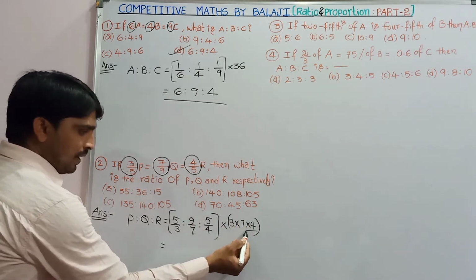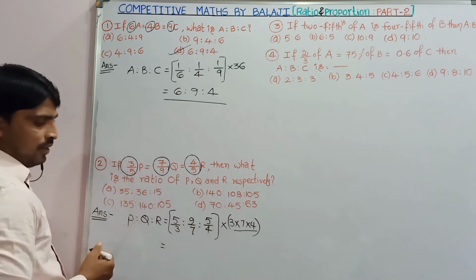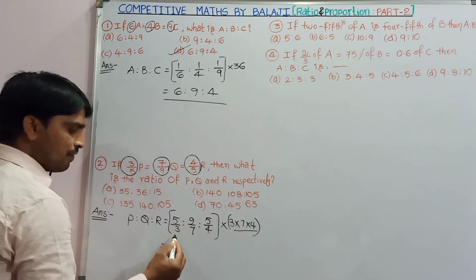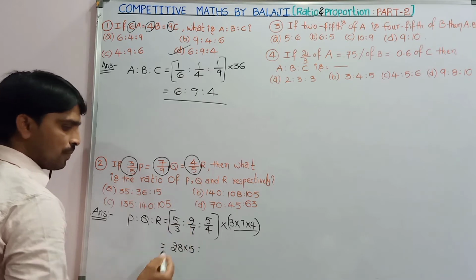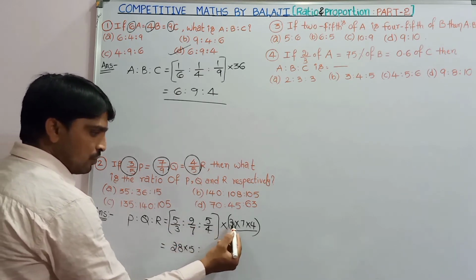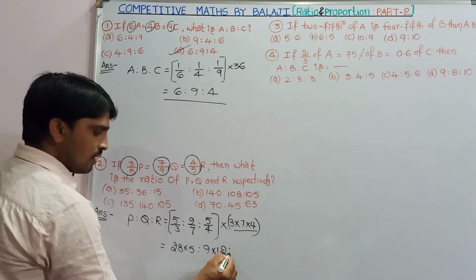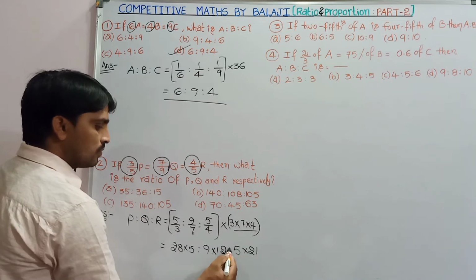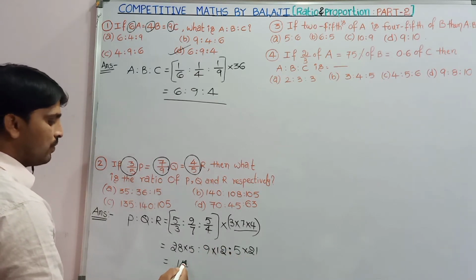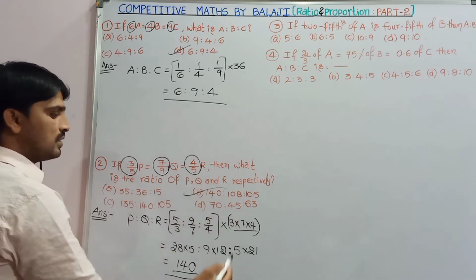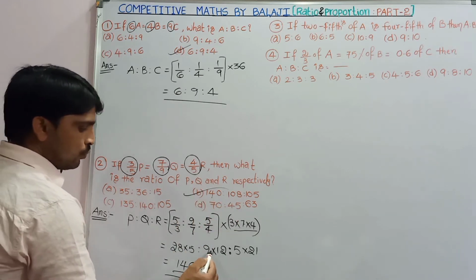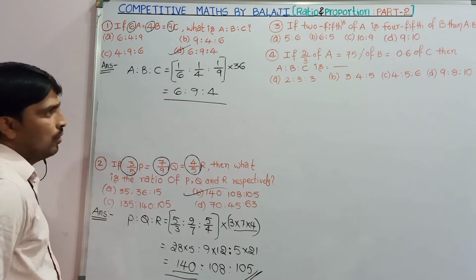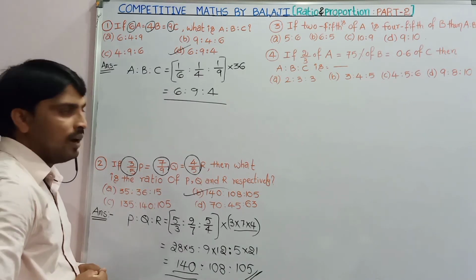By multiplying this product to each term of the ratio, we get, if we multiply the first term, 3 gets cancelled, 7 times 4 is 28, 28 times 5 is 140. Second term, 7 gets cancelled, 9 into 3 into 4 is 108. Third term, 4 gets cancelled, 7 times 3 is 21 into 5 is 105. The 140 is the first term, so B is the answer. This is the way we have to go through for the answer.